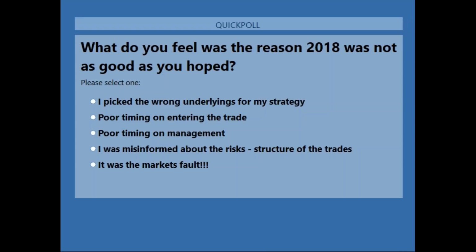Was it because you felt you picked the wrong underlyings for your securities and for your strategy? Do you feel you just had poor timing when you entered the trade? Do you feel that you had poor timing on management techniques if the stock started to move against you? Or maybe you didn't have any management techniques in mind. Do you feel that you were misinformed about the risks?